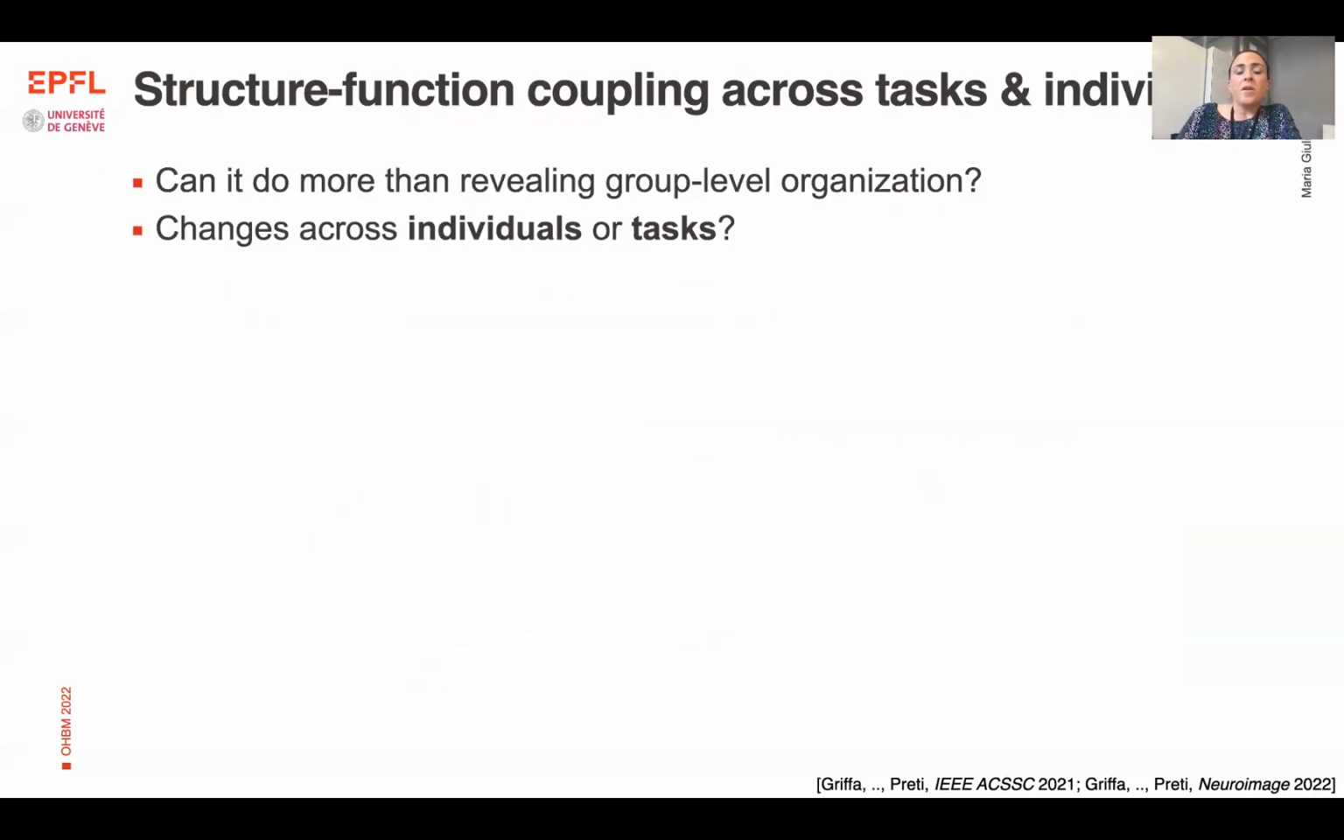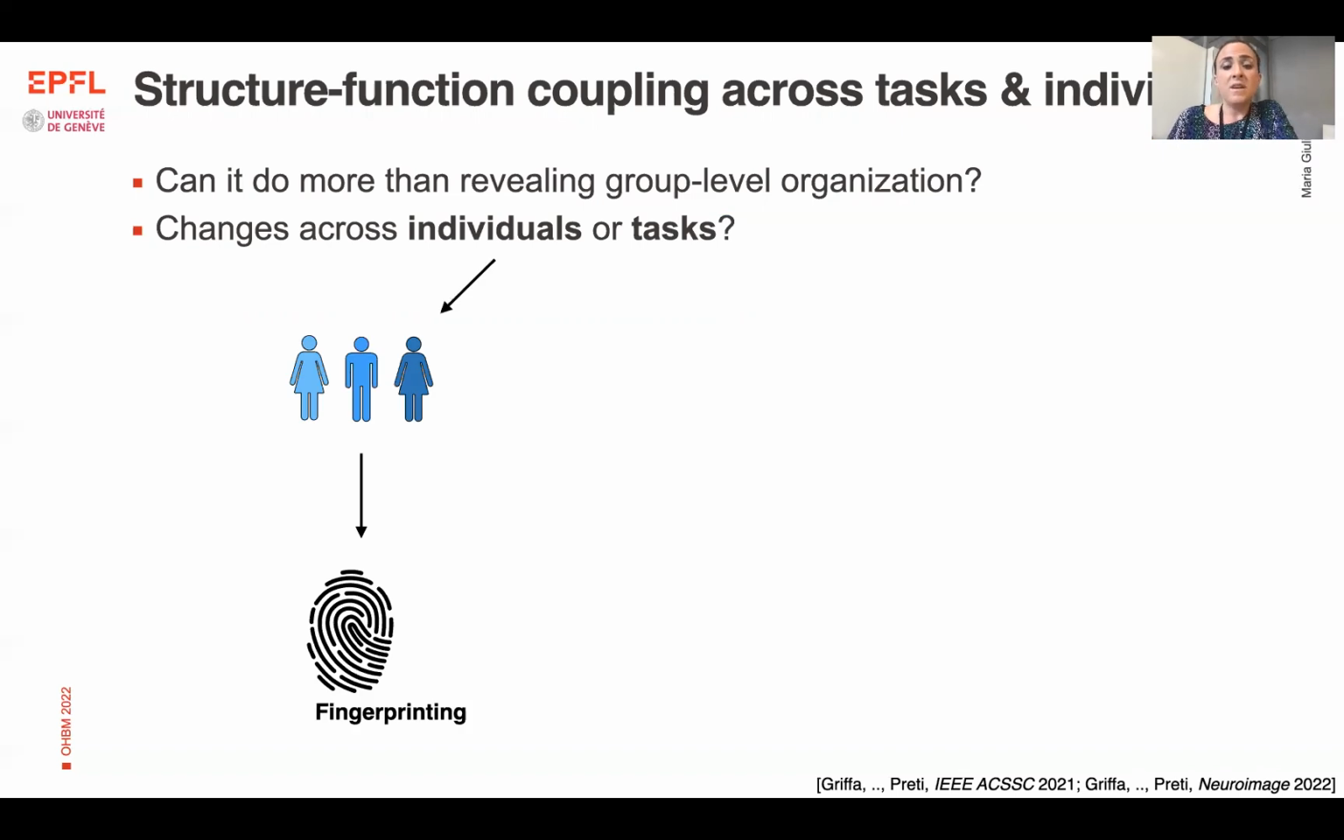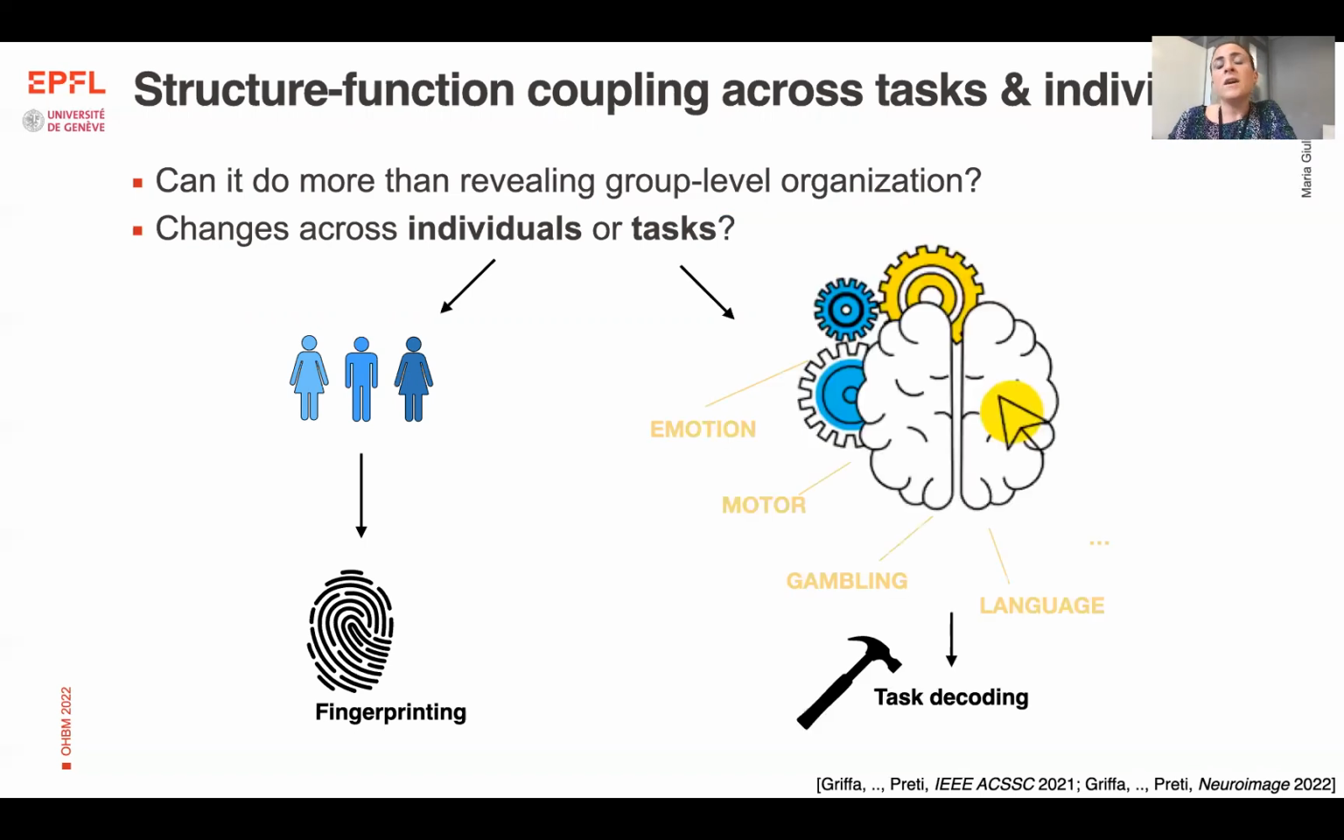Then the question that we asked ourselves is, okay, can the structure function coupling reveal more than a group level organization, such as we showed so far? In particular, how does it look like in different individuals or in different tasks instead of resting state? So in particular, can it characterize individuals? So can it perform what is called fingerprinting, basically differentiate, recognize an individual only based on the structure function coupling? Or can it differentiate different tasks?